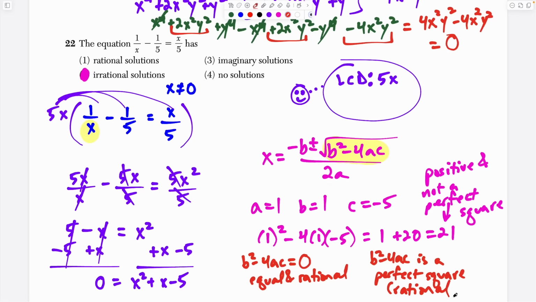And then the last case to explore here would be b squared minus 4ac less than 0, then our roots would be imaginary. So I just want to point this out for this question, that since we're dealing with a case where we have something positive but not a perfect square, then we have irrational roots. Once again, when the discriminant is non-perfect square positive, you have irrational solutions.